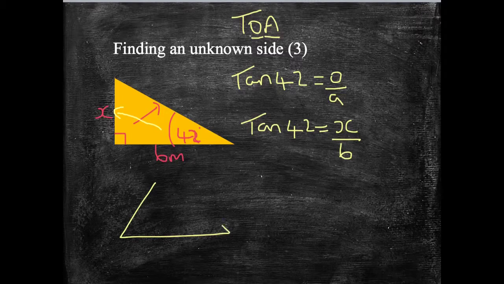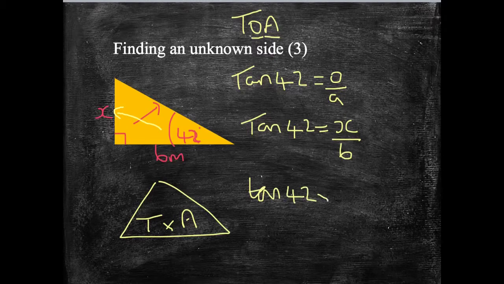Let's do the small triangle again, TOA. I'm trying to find this time the opposite, so if I remove that, I can see I'm left with T multiplied by A. So I have tan 42 multiplied by 6. Actually, I'm going to delete this and write it slightly differently, and I'll explain why. If I do 6 multiplied by tan 42 equals x.